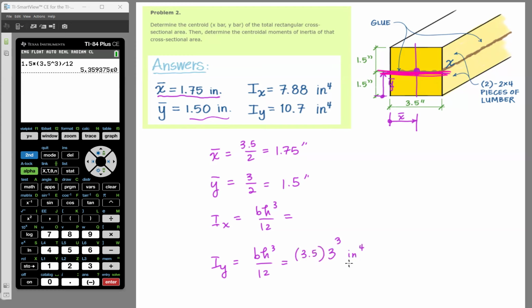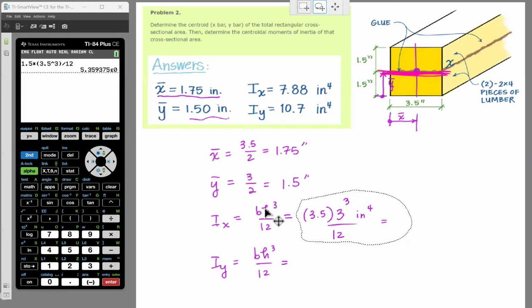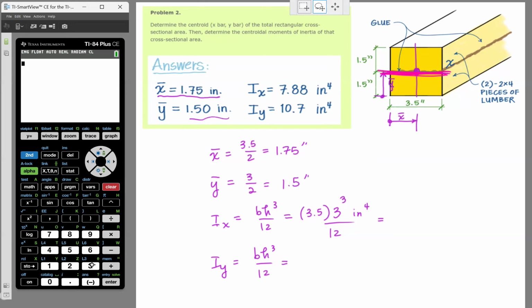That's all in inches to the fourth, 12 in the denominator. I just put that in the wrong place, so let me fix that. Okay, so that one should go up there. All right, so moment of inertia about x, 3 is the one that we cubed there. So I go to calculator, 3.5 times 3 cubed divided by 12 is equal to 7.88 inches to the fourth, which matches the given answer up here.